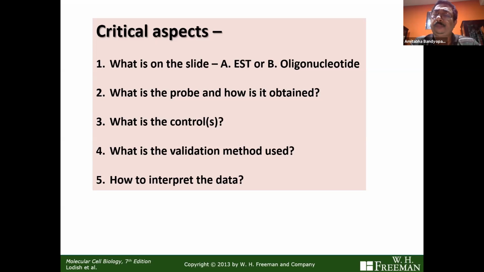Once you have that, then you isolate mRNA from condition A, label it with red, mRNA from condition B, label it with green, then you probe it on both the slides, and then you do image analysis and figure out which of the genes are exclusively expressed in condition A or in condition B.